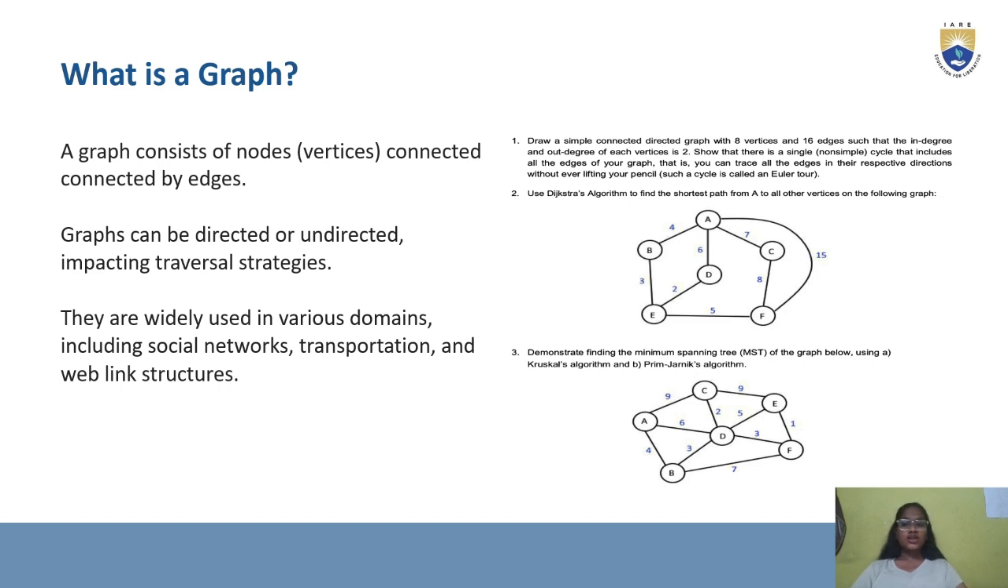Now let us get to know about the actual meaning of a graph. Now a graph consists of nodes, which are also known as vertices, connected by edges. Graphs can be directed or undirected, impacting traversal strategies. They are widely used in various domains, including social networks, transportation, and web link structures.